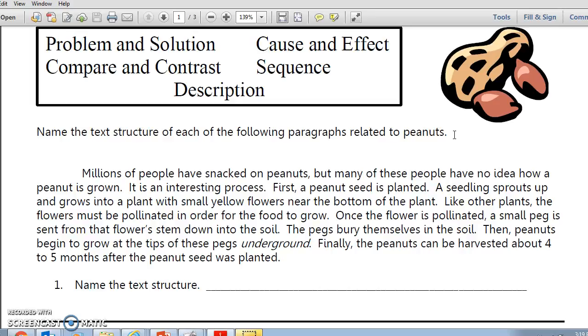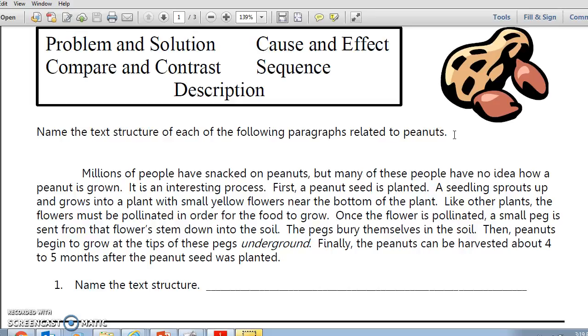Once the flower is pollinated, a small peg is sent from that flower's stem down into the soil. The pegs bury themselves in the soil. Then, peanuts begin to grow at the tips of these pegs underground. Finally, the peanuts can be harvested about 4 to 5 months after the peanut seed was planted. Can you name that text structure?